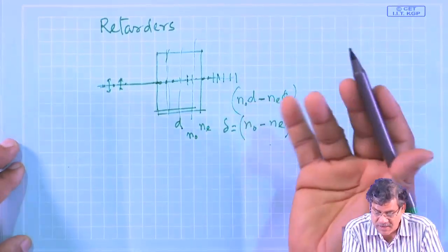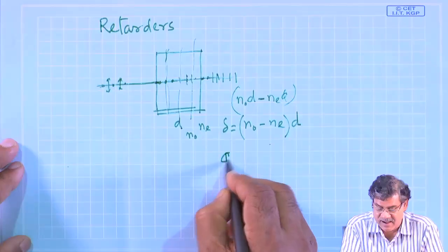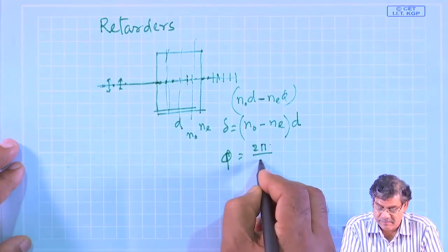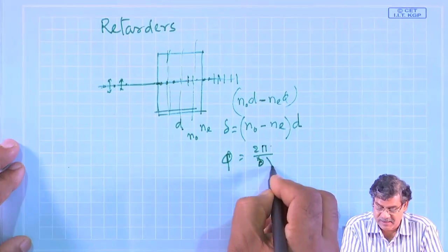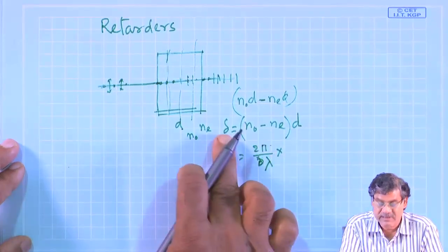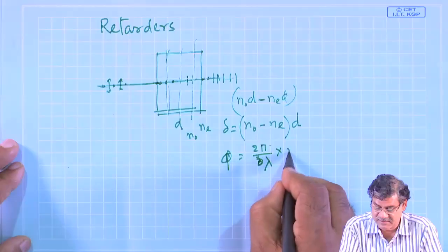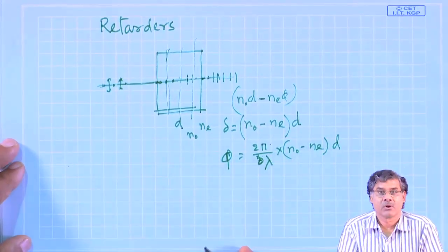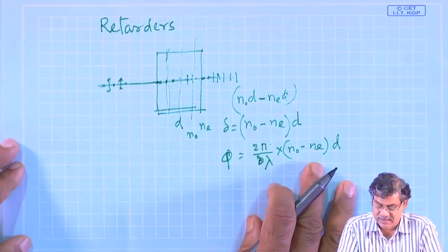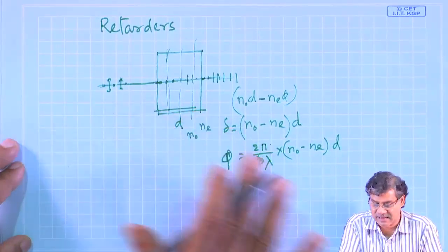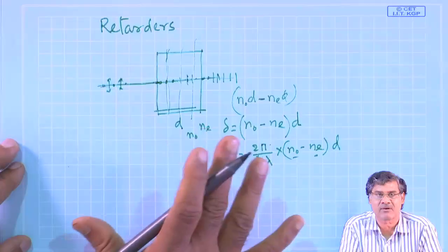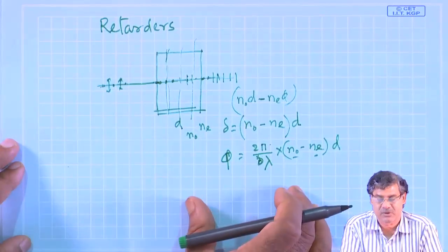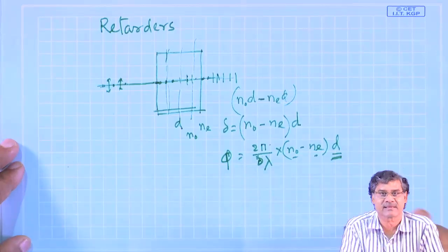And the corresponding phase difference phi will be 2 pi by lambda times this path difference delta, that is nothing but n0 minus ne times d. So, for a calcite crystal n0 and ne are fixed, you cannot change them. You can introduce the path difference or phase difference only by changing the thickness.